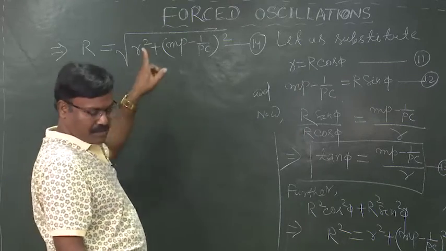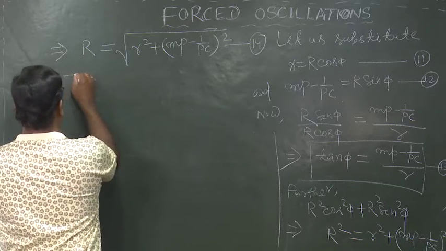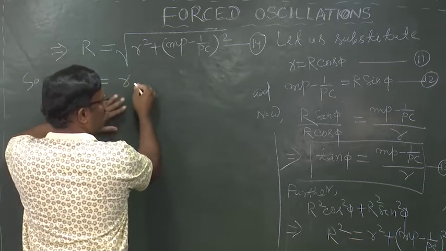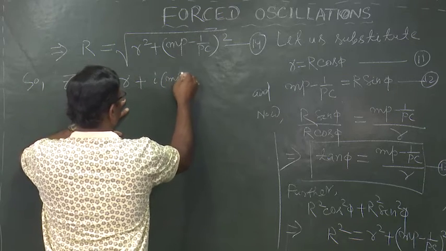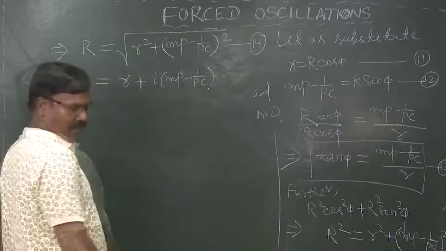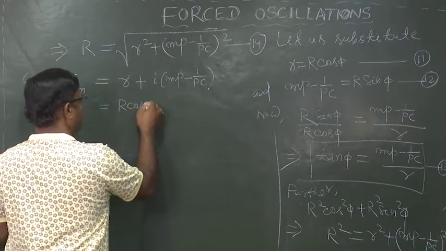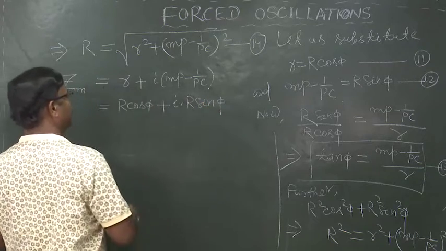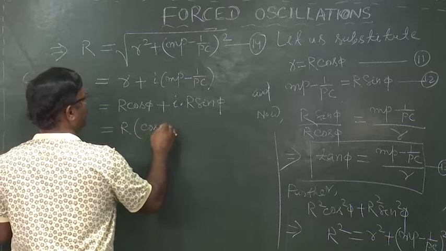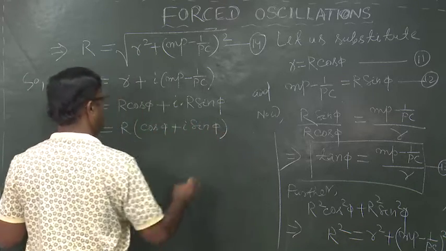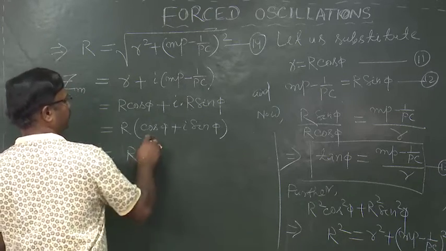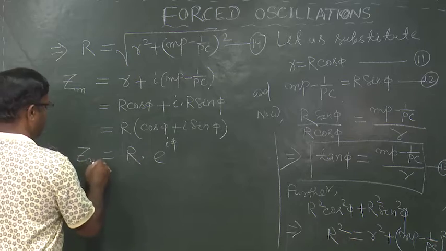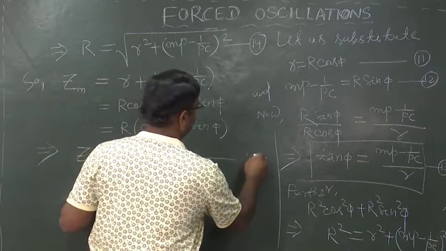So, now the value of Zm can be written as Zm equal to r plus I (mp minus 1 by pc), which is equal to r cos phi plus I r sin phi, which is equal to r into (cos phi plus I sin phi), which is equal to r into e to the power I phi. So, implies Zm is equal to r e to the power I phi, equation 15.